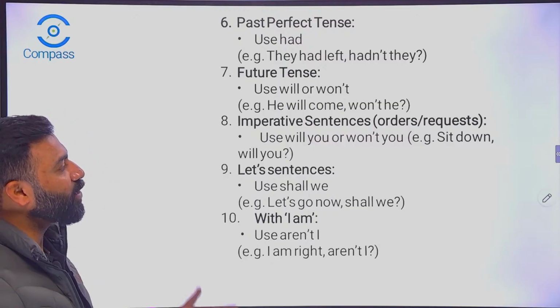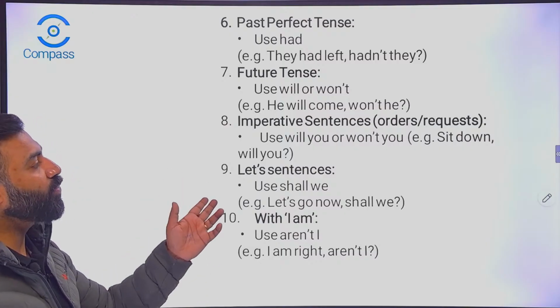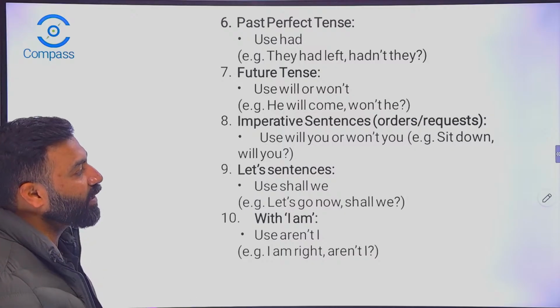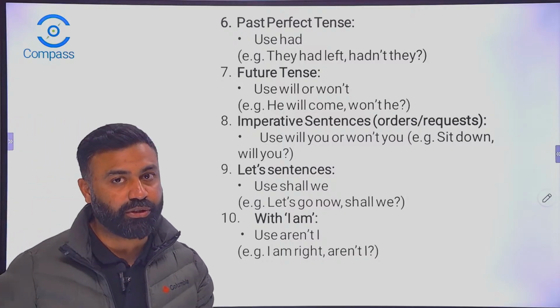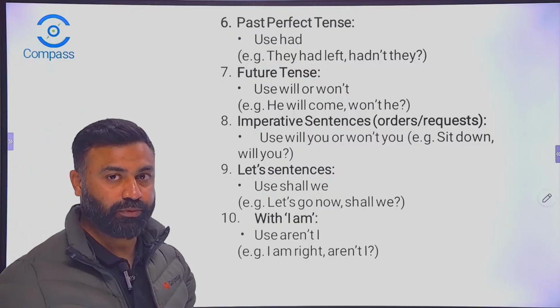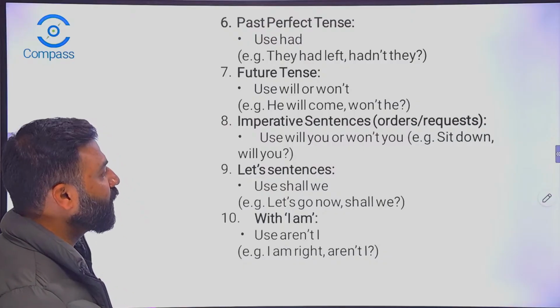Imperative sentences, orders and requests. Use will you or won't you. Sit down, and I told you about this. When it is an order, you're going to use will you. If it is a request, you are going to use won't you, right? So that is just the repetition of what I have just taught you.